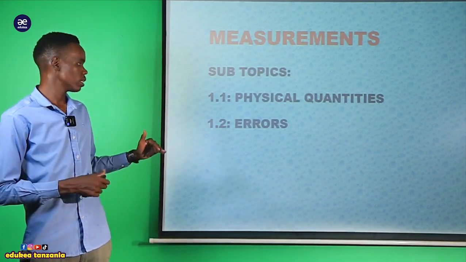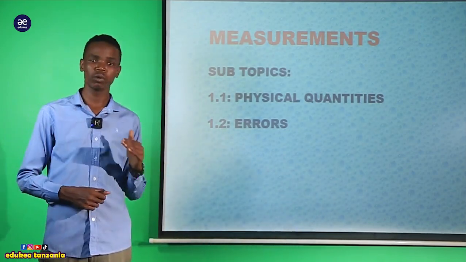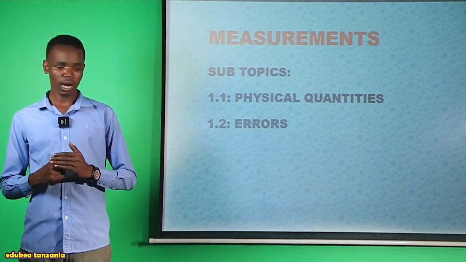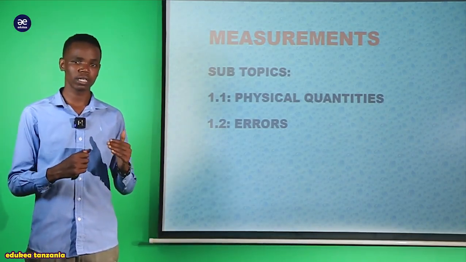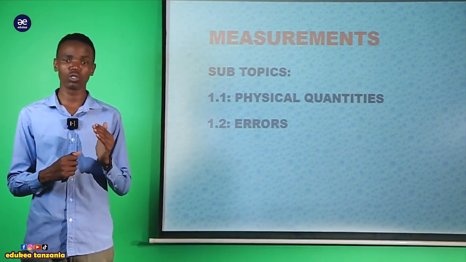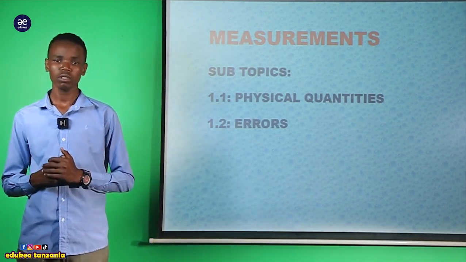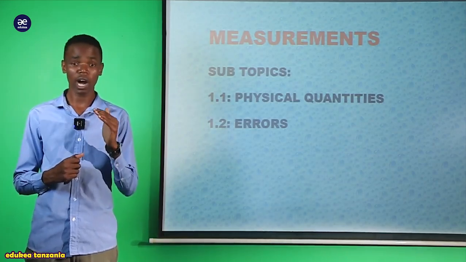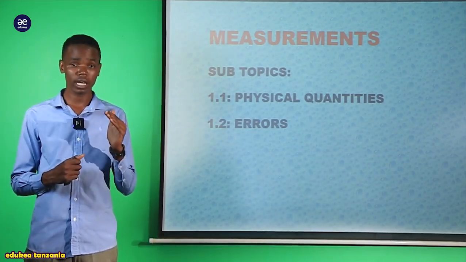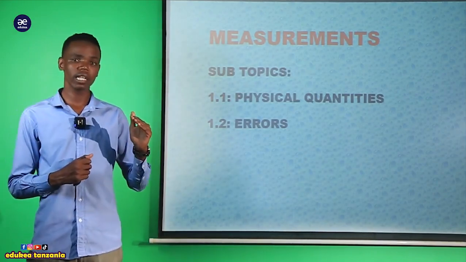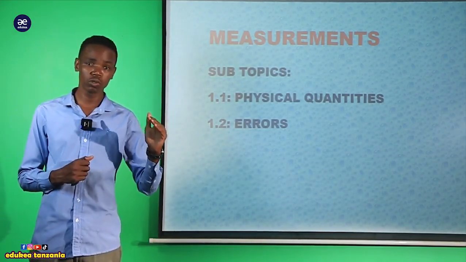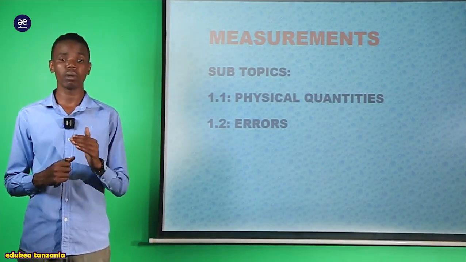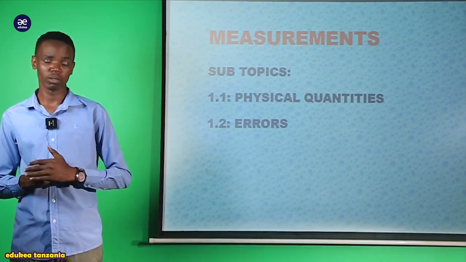On the second subtopic, which is called errors, we are going to see how errors erupt during the experiment or during the measurements. We know that any activity has its own errors, either the error that exists due to the instruments, or the error that is caused by the human body or by human beings.